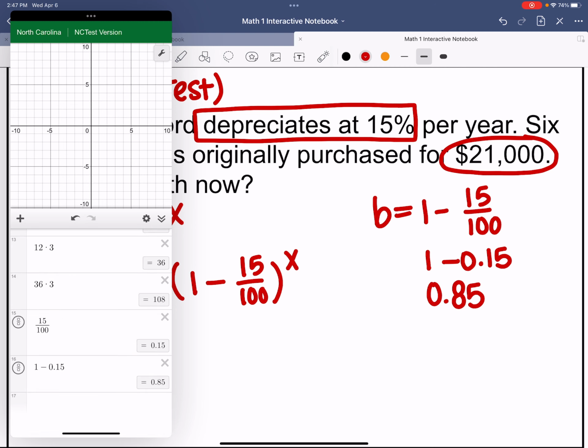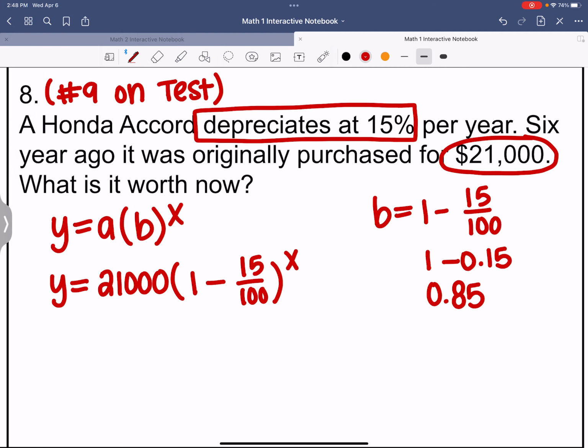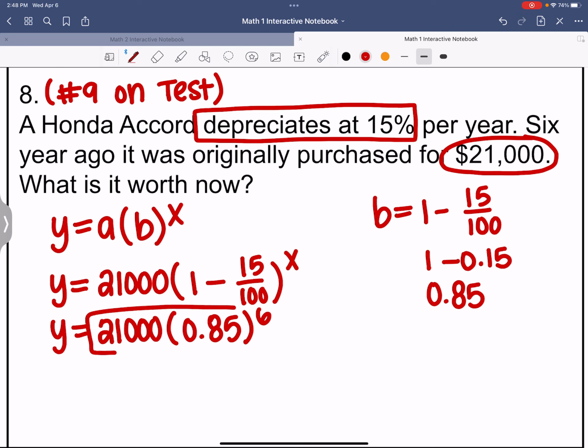So your base is going to be Y equals 2,100 times 0.85. Then it says how much is it worth after 6 years, so you're going to put in your exponent 6, and that's what you're going to type into Desmos. Whatever your question was on your test, use that information on your test and set up this similar process.